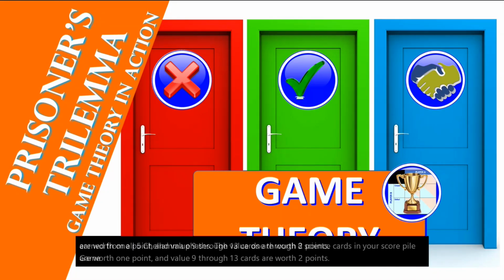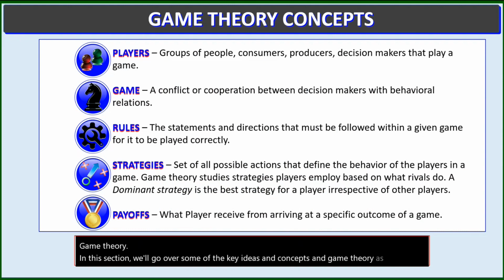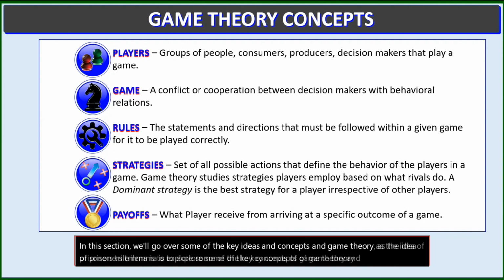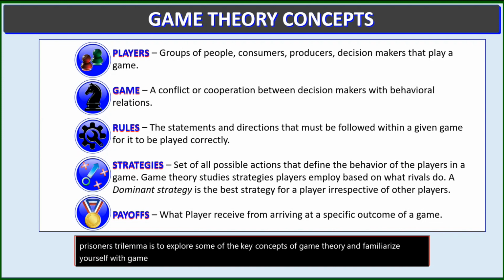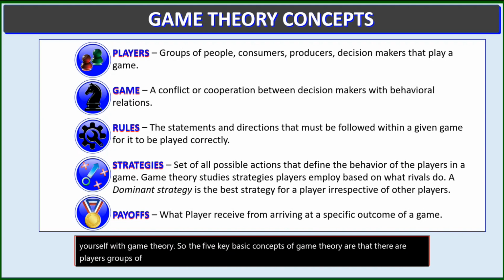Game theory. In this section, we'll go over some of the key ideas and concepts in game theory, as the idea of Prisoner's Trilemma is to explore some of the key concepts of game theory and to familiarize yourself with game theory. So the 5 key basic concepts of game theory are that there are players: groups of people, consumers, or producers, or decision makers that play a game. And game theory has games: a conflict or cooperation between decision makers with behavioral relationships.